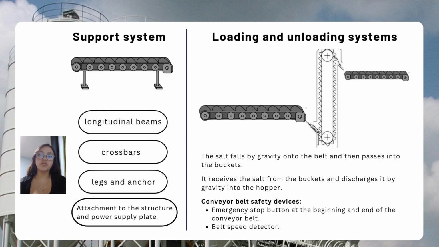This system is composed of the support structure and the loading and unloading components. The support structure includes the longitudinal beams, the crossbar members, the length and width anchors, and the mounting and fitting plate. For the loading and unloading system, the process works by gravity. The salt falls onto the belt, then enters the buckets. The buckets discharge the material by gravity into the core hopper.